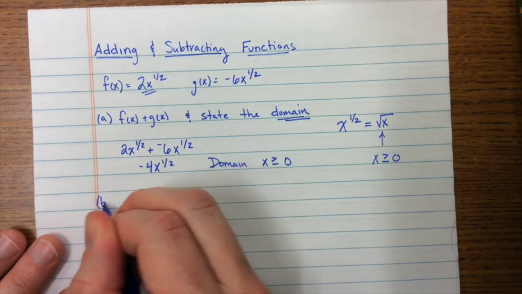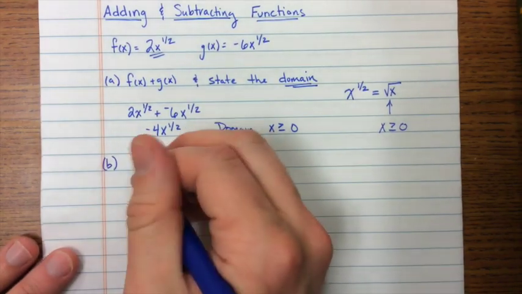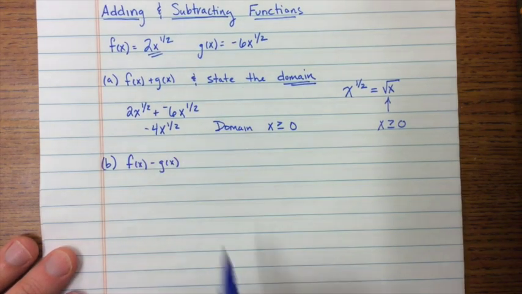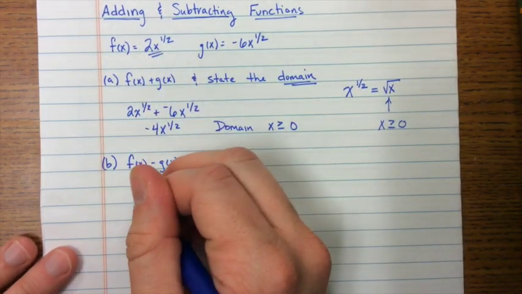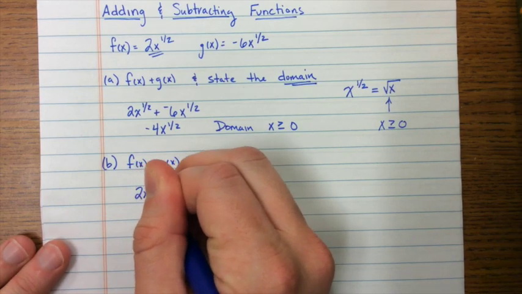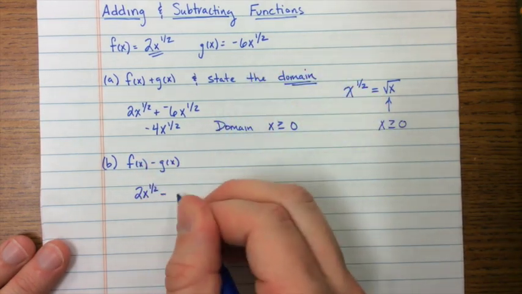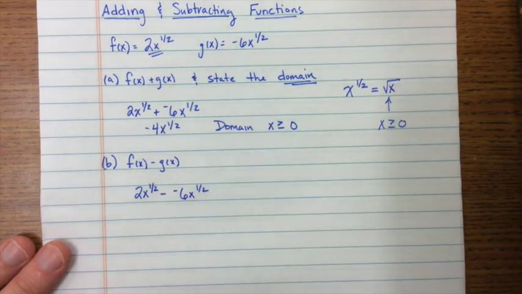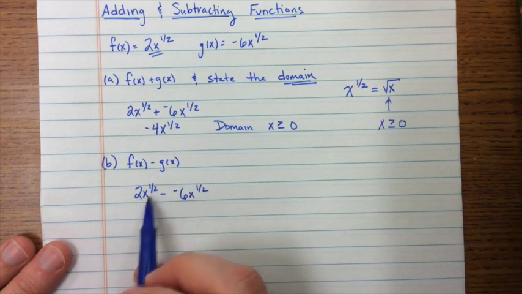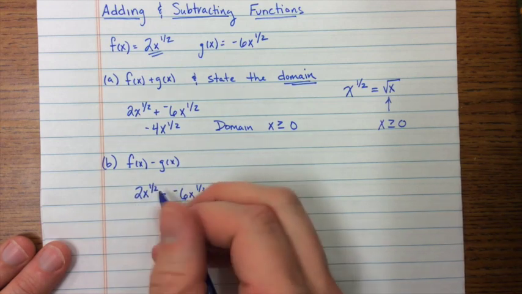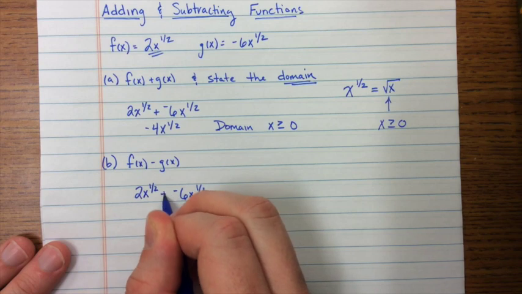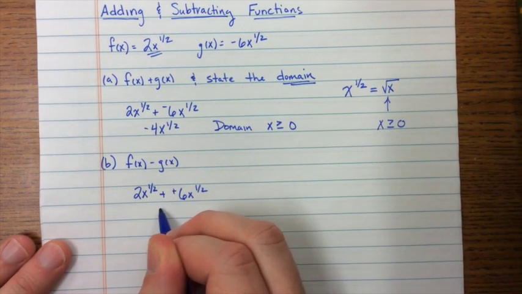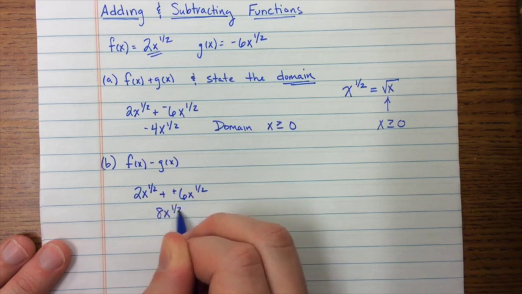For letter B, we have f of x minus g of x. And so we'll take our f of x, that's 2x to the 1/2 power. And then we're going to subtract g of x, which is negative 6x to the 1/2 power. And so 2x to the 1/2 power minus negative 6, well remember, subtracting a negative is like adding a positive. And so you have 2 plus 6x to the 1/2 power, and that makes 8x to the 1/2.